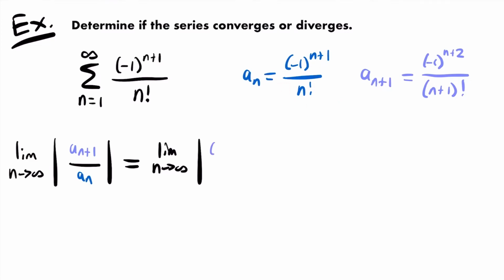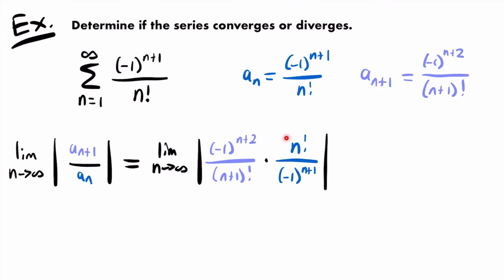So we'll have (-1)^(n+2) divided by (n+1) factorial, and we're going to multiply that by the reciprocal of a sub n. So we need to flip the numerator and denominator. And so we'll have n factorial divided by (-1)^(n+1). All right, and so that's our limit that we need to evaluate. And so in order to find what it's equal to, we need to do some simplifying.